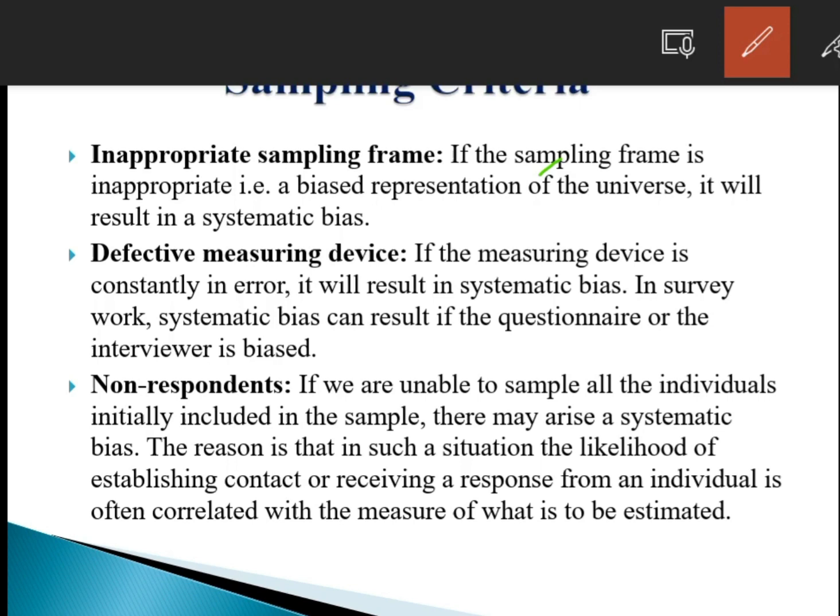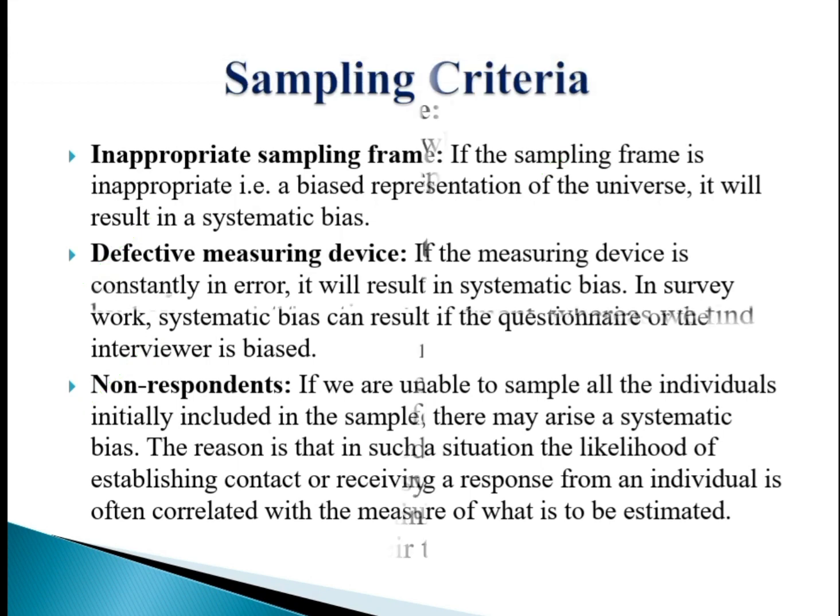Second one is defective measuring device. The devices we are using to calculate the particular results of the questionnaire or interview must be a good measuring device, not defective. Next is non-response. If we are going to collect the data from the market, some people are not responding to your questionnaire, so we have to think about what kind of non-response persons are there and how we overcome that particular situation.